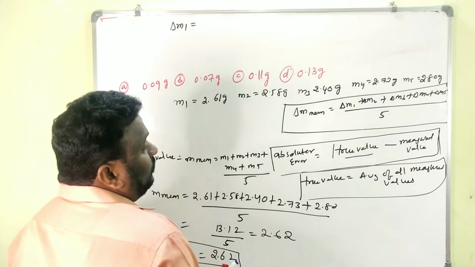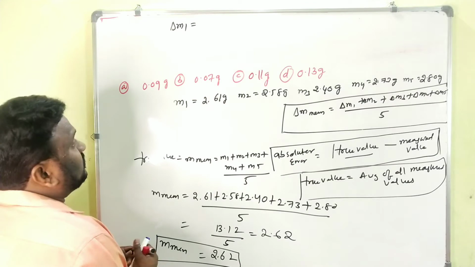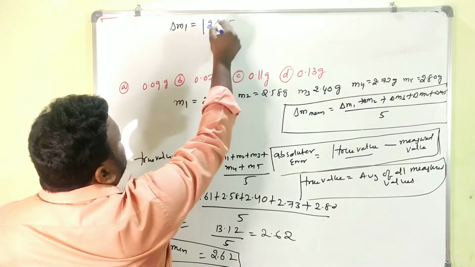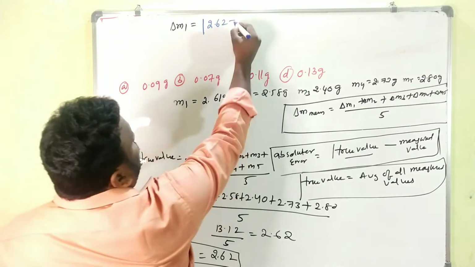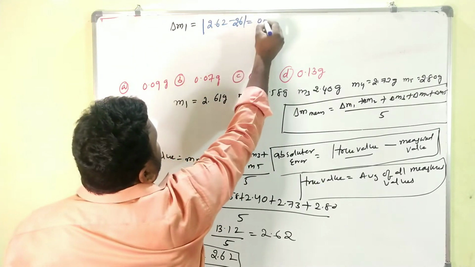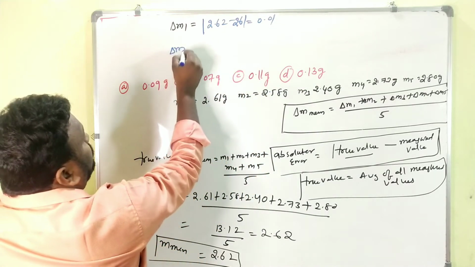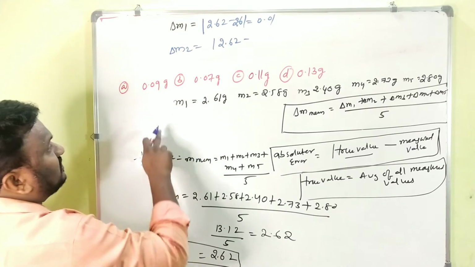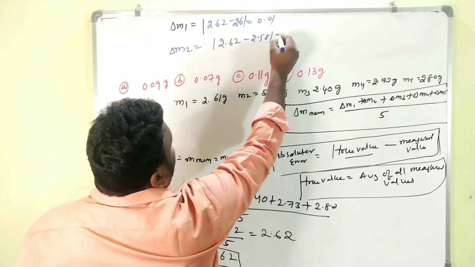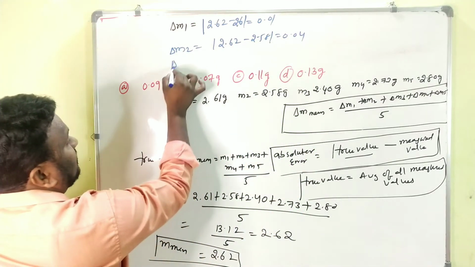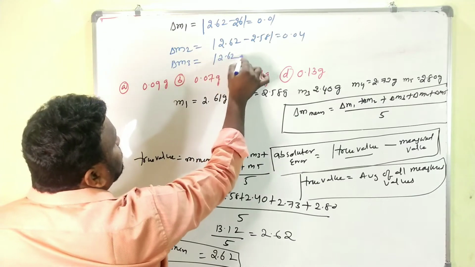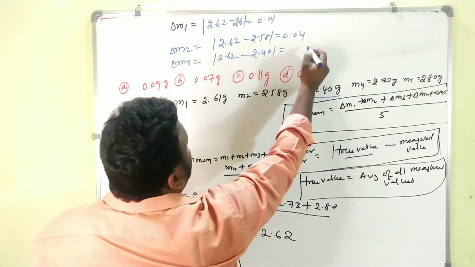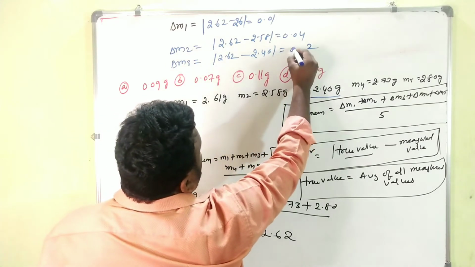The true value is 2.62. So delta m1 is mod of 2.62 minus the m1 value, 2.61, which is 0.01. Similarly, delta m2 is 2.62 minus 2.58, which equals 0.04. Delta m3 is mod of 2.62 minus the m3 value, 2.40, which is 0.22.